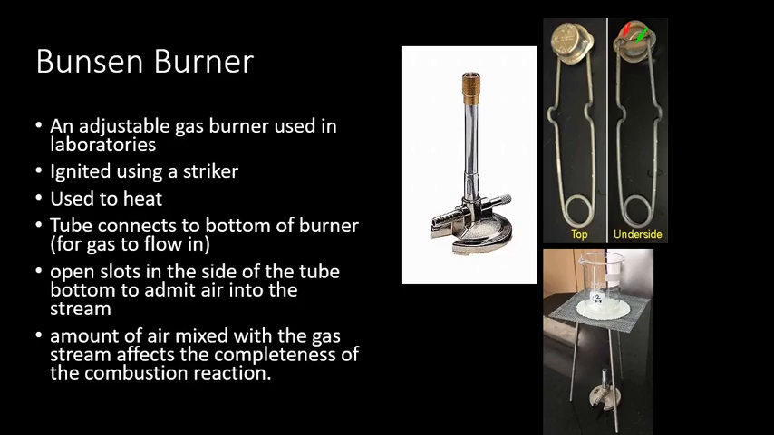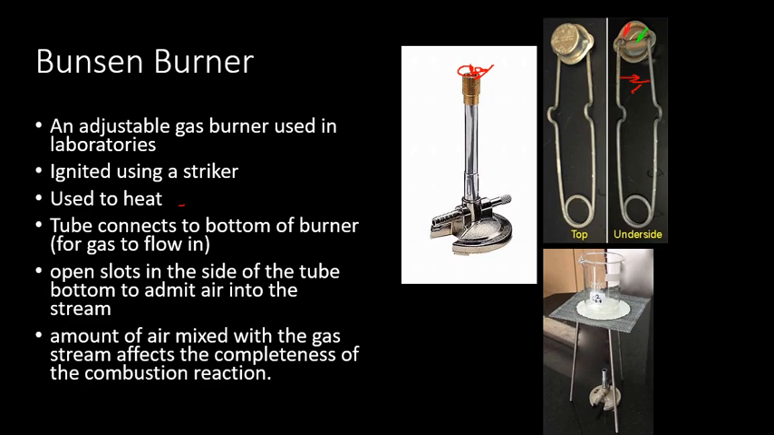Bunsen burner is that thing that we just saw back there that we were using to heat the test tube with. So it is an adjustable gas burner that is used in laboratories, and it is ignited by using this striker. So what you do is you push both metal pieces together with your hands and it creates a spark, and basically just strike it over the Bunsen burner and then a flame will appear. Of course, you would have the valves connected to the air and the gas, and it is used to heat. So it could be used to heat a test tube, a beaker, whatever you put over it.